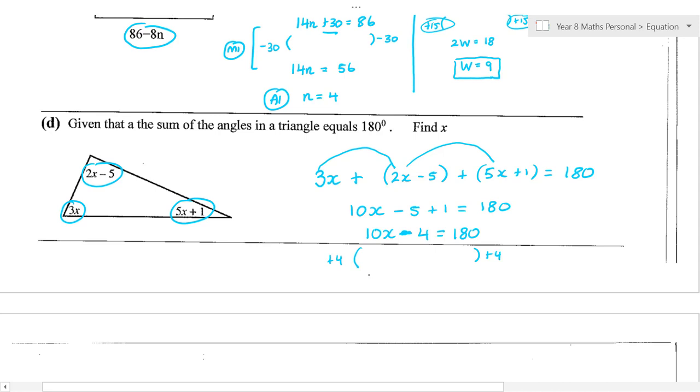Now we're going to add 4 to both sides, which gives us 10x is equal to 184. Now this is why you really need a calculator, because 184, if I divide it by 10, is not going to be a whole number. So this is where we can ask you slightly harder questions. Alice?